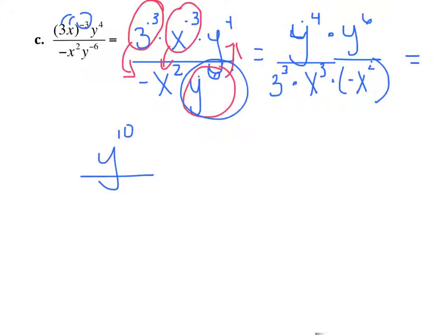all over 3 to the 3rd power, which is 3 times 3 is 9, 9 times 3 is 27. And then my negative times a positive, so it's going to be left with a negative x, and then we're going to add these two exponents together, to the 5th power. All right, and that's as simplified as we can get.